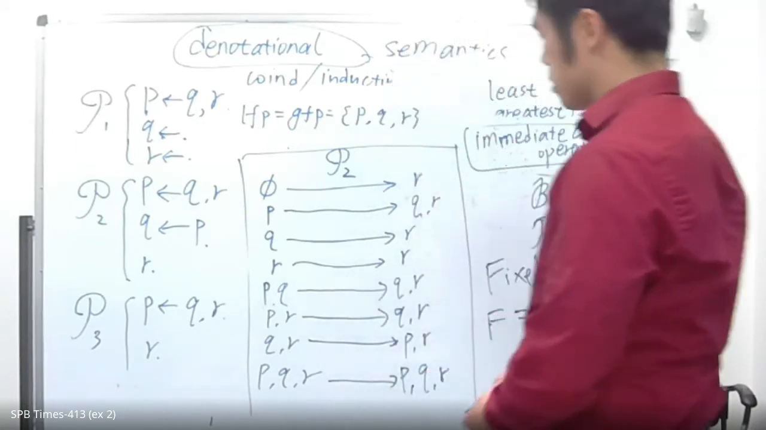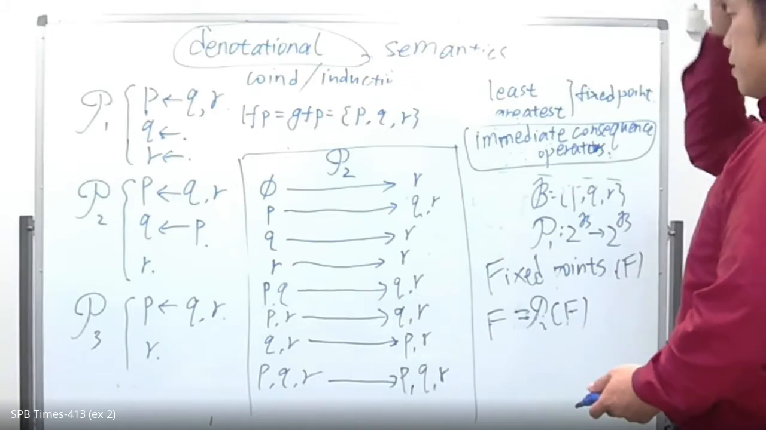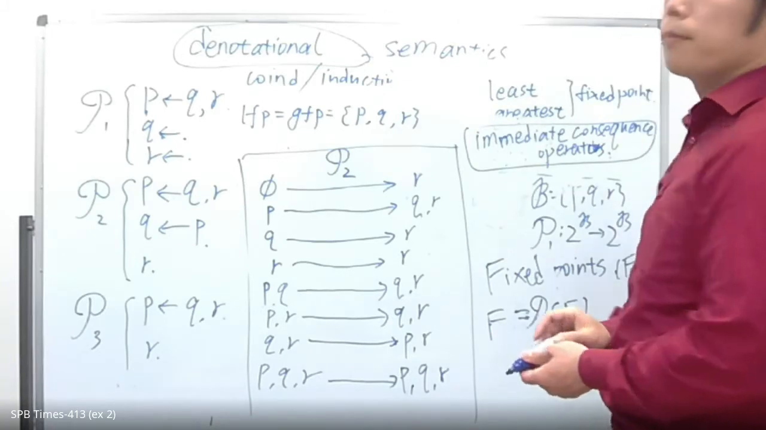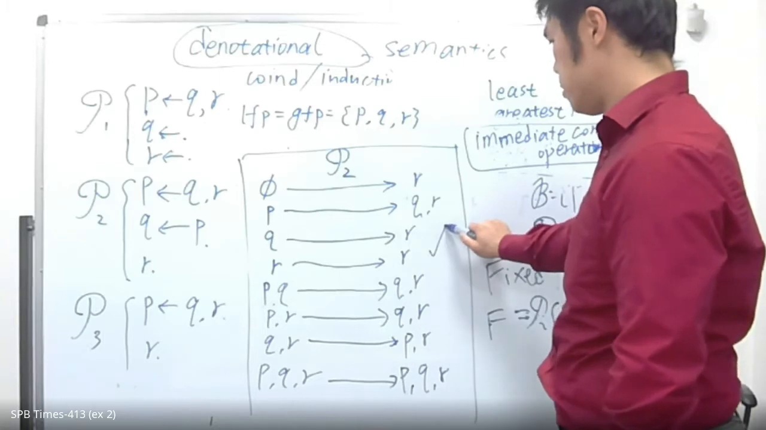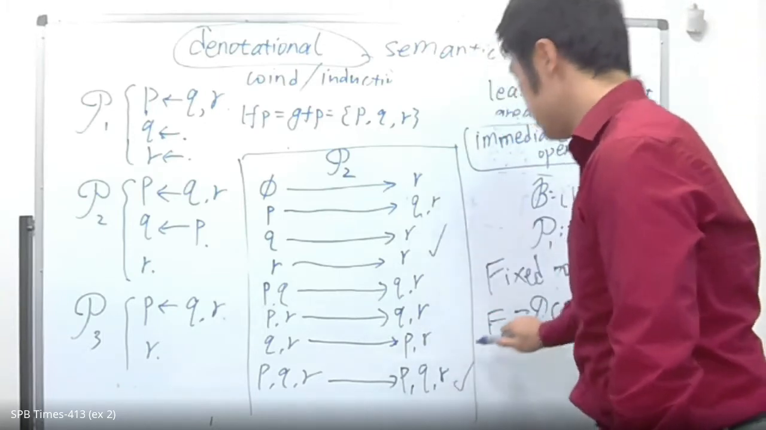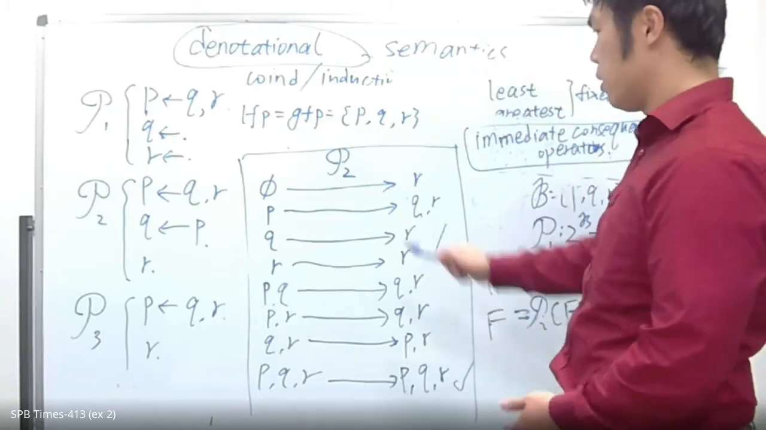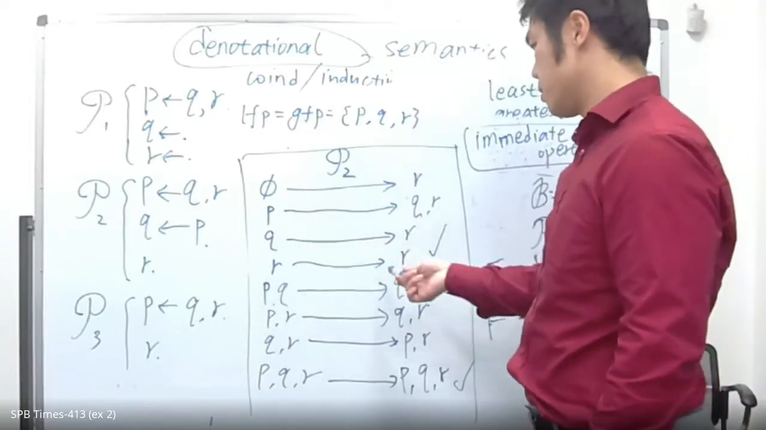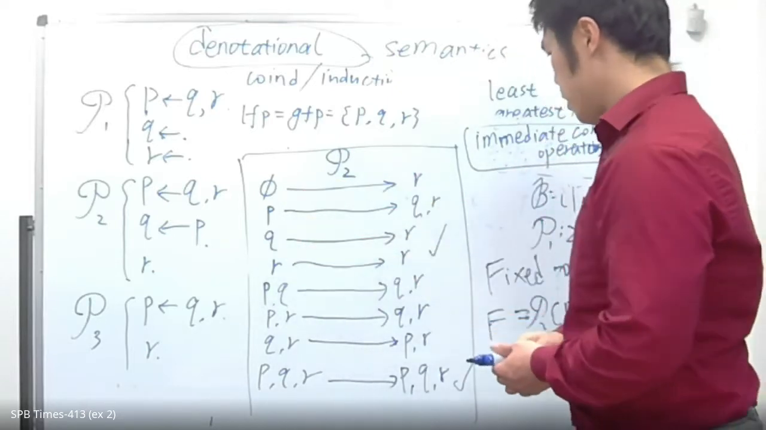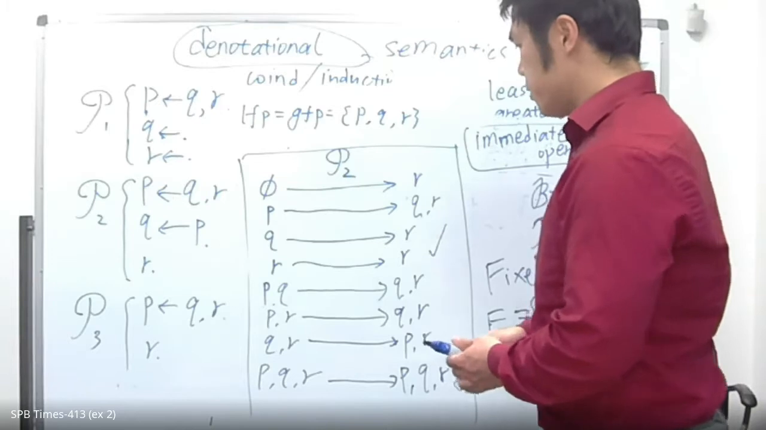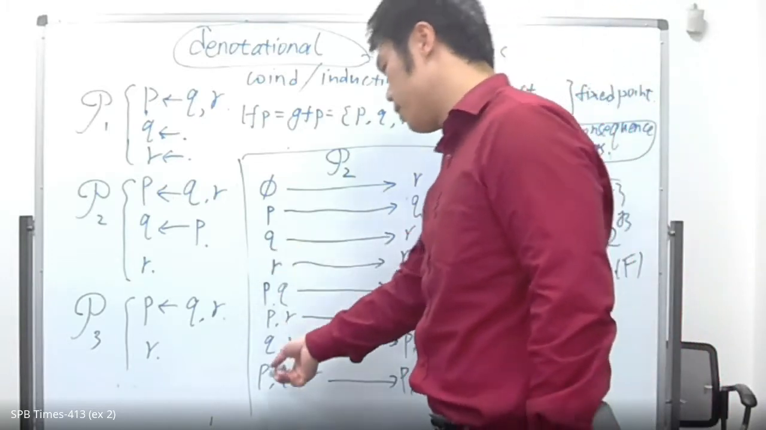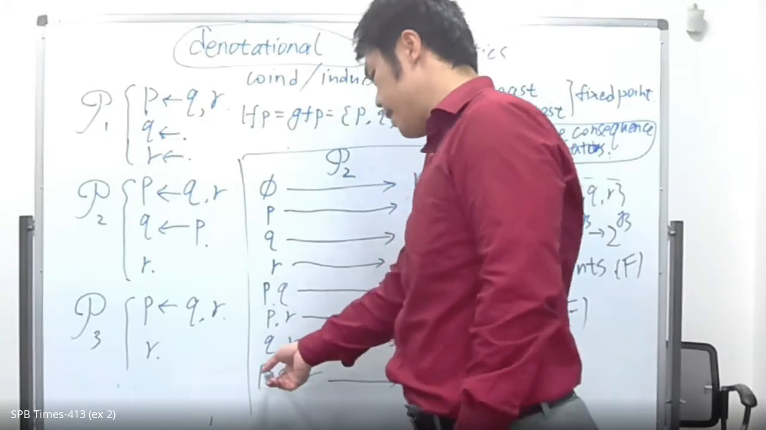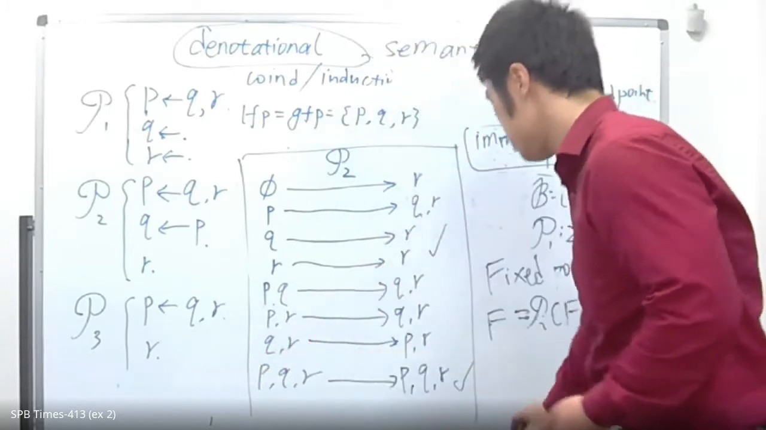Let's say the input contains all of the three, and the output shall contain all of the three too. The immediate consequence of QR is P, and Q and R are in the input, therefore P is in the output. And the immediate consequence of P is Q, and P is in the input, so Q is in the output. And R is always here.